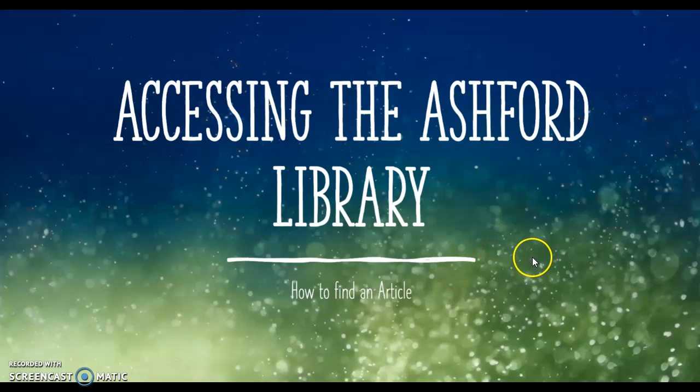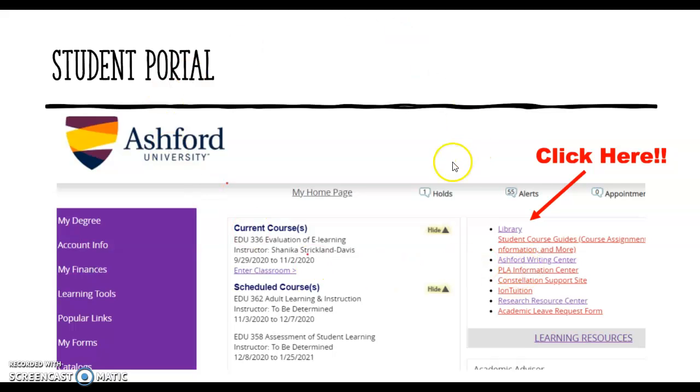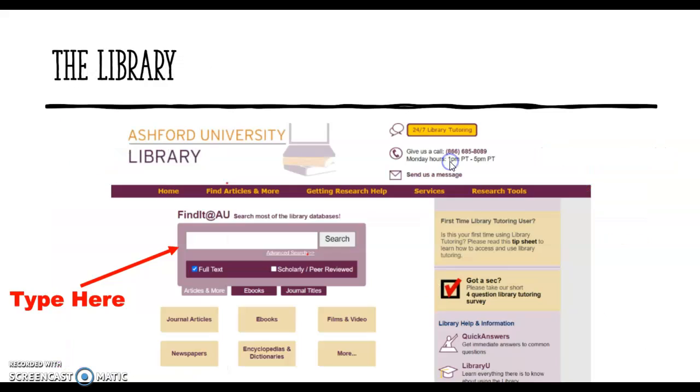This is a quick introduction as to how to find an article using the Ashford Library. From the student portal, you're going to want to click on this link here that takes us to the library. So once you click on there, you will be taken to this screen.